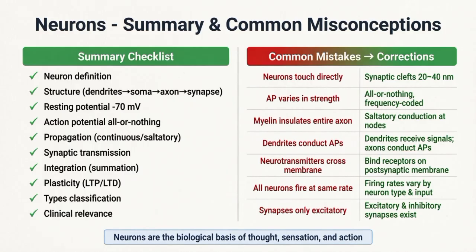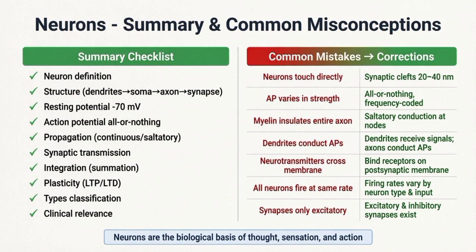Misconception 3, myelin insulates the entire axon. Correction, it forms segments with gaps called nodes of Ranvier. Misconception 4, dendrites conduct action potentials. Correction, only axons conduct action potentials.